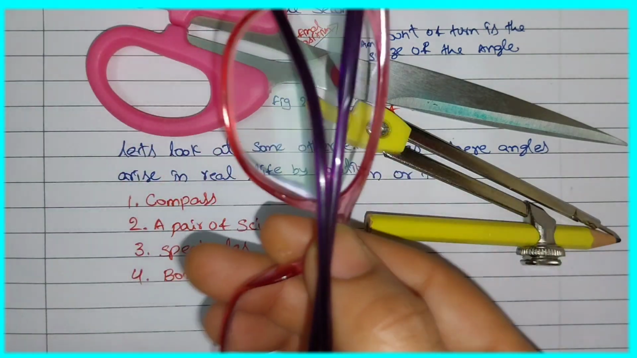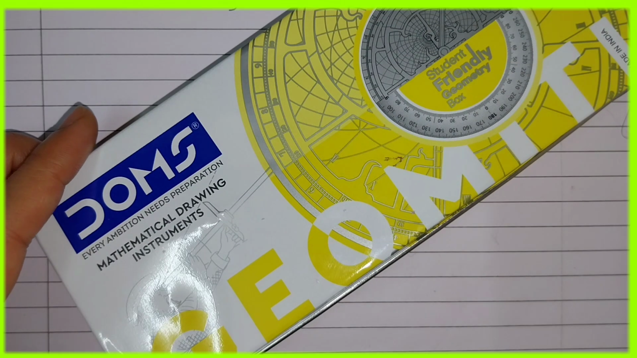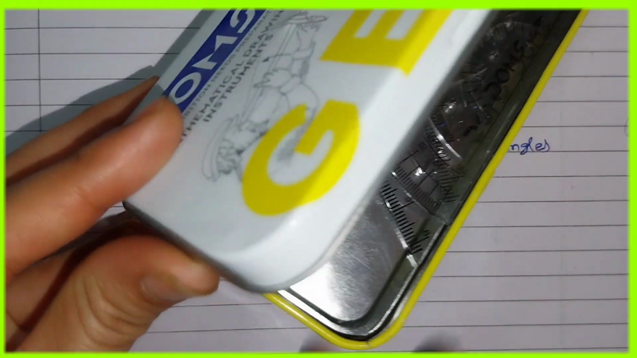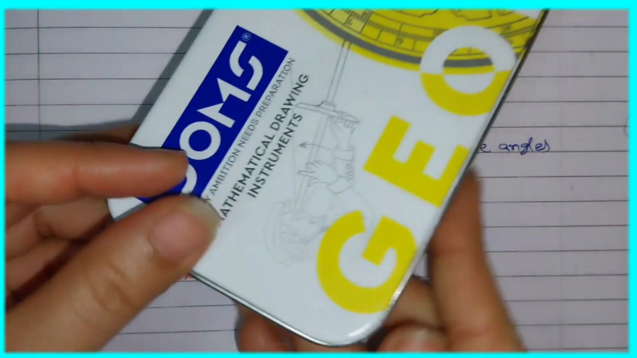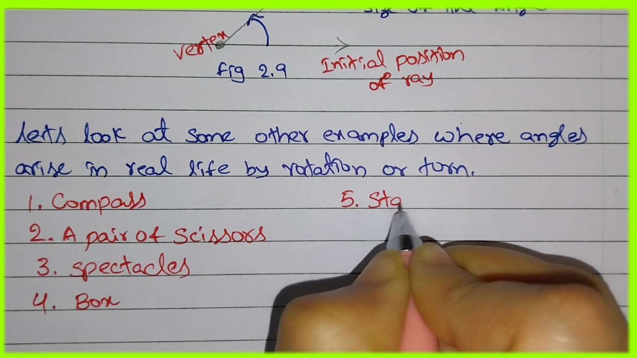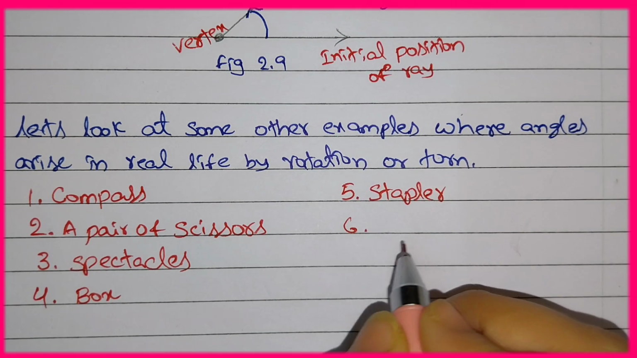Next, spectacles. The screw on the frame where the side handles are attached is the vertex. Folding and unfolding changes the angle. Book. Opening it changes the angle. Stapler, the hinge acts as a vertex. Wallet, ice cream cone and pizza slice also form angles.